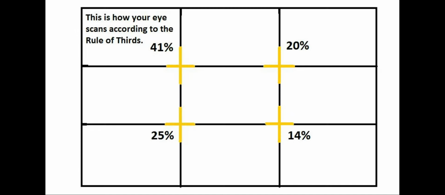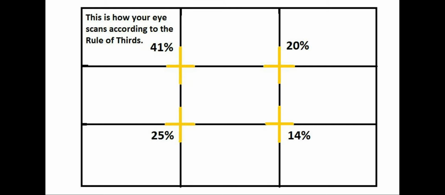Movement in art and design refers to the path that the viewer's eye takes while reading a photograph. It's interesting because we just studied the rule of thirds, but this is how your eye actually scans the rule of thirds.